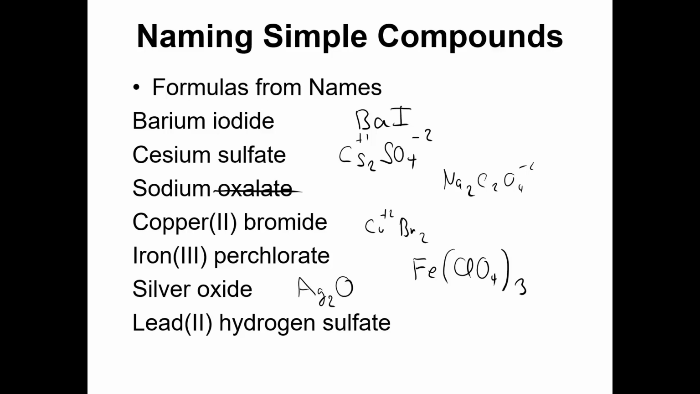Lead(II) hydrogen sulfate, so we have Pb, and then we have HSO4. HSO4 has a -1 charge. Lead has a +2 charge, so we need to put this into parentheses. And okay, so you're going to need to practice a little bit. I'm sure there's plenty in the homework. And I'm going to take a pause, and when we come back, I will start covalent compounds. Auf Wiedersehen.